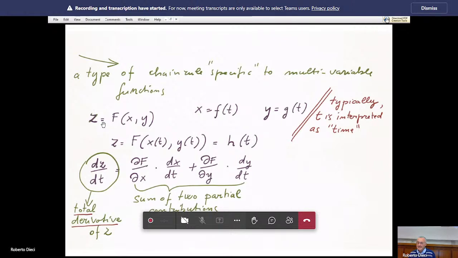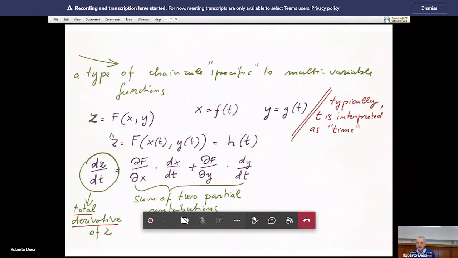I have a function z, which is now capital F of xy, but x is itself a function of t. T is a unique independent variable that affects both x and y. And y is g of t. Very often, t is interpreted as time. For instance, z could be a production function that depends on 2 input factors in a dynamic setting, because the amounts of the input factors depend on the overall performance of the economy, and they are functions of time.